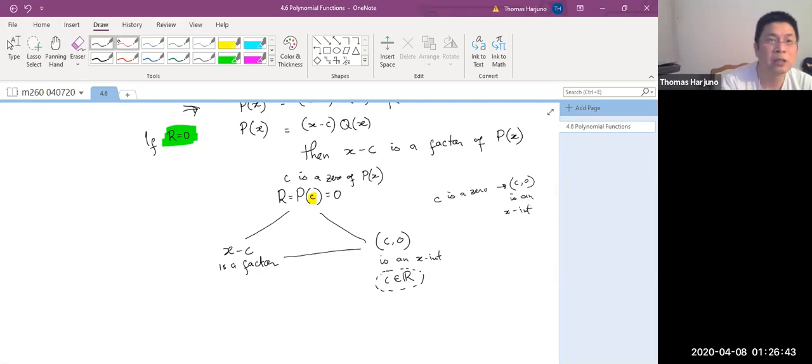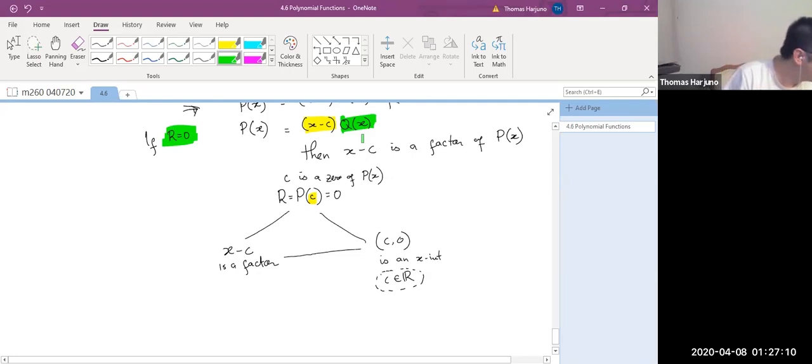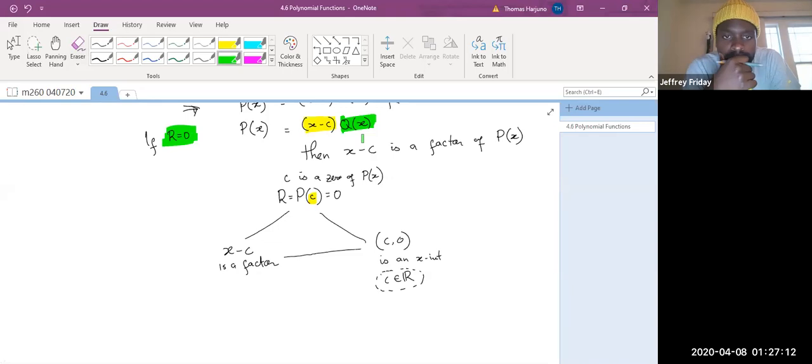Now, what this section, this factor theorem, is saying is actually that if c is a 0, then x minus c is a factor. But if we look back even further, if x minus c is a factor, it implies Q(c) is also a factor. Right? Okay, now let's do some examples.